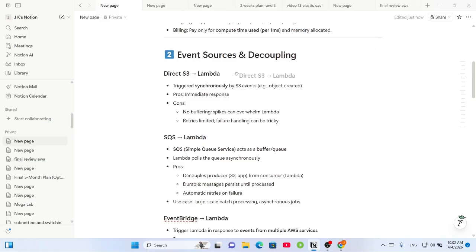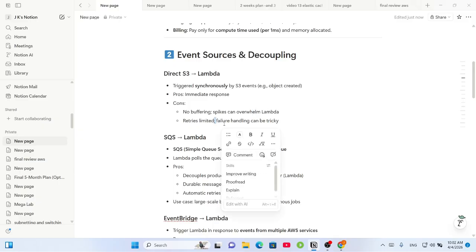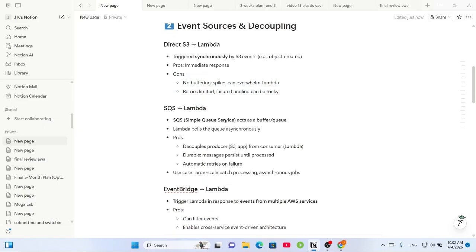So direct S3 to Lambda is triggered by an S3 event, object created. Pros: immediate response. Cons: no buffering, spikes can overwhelm Lambda, retries are limited, and failure handling can be tricky.